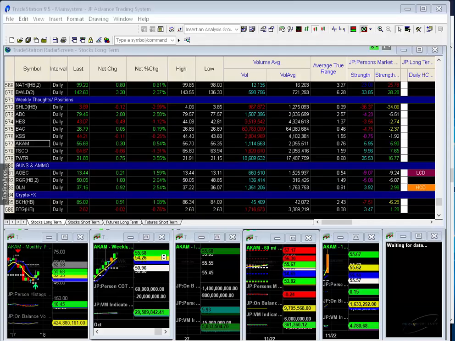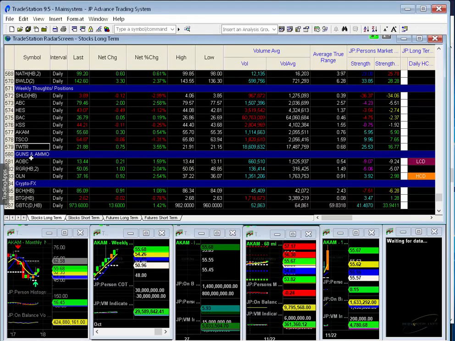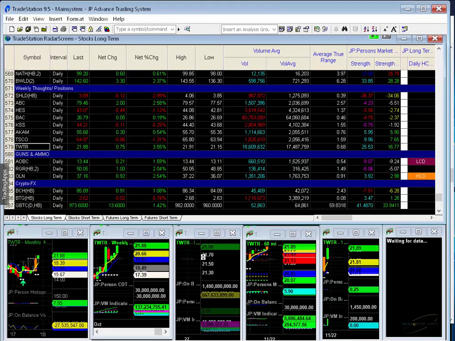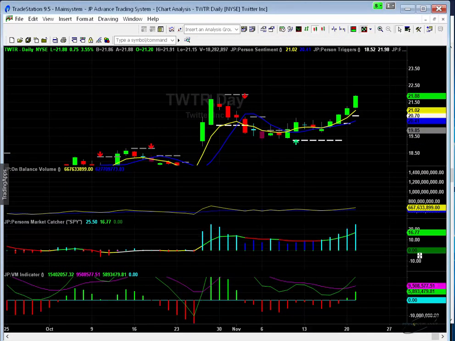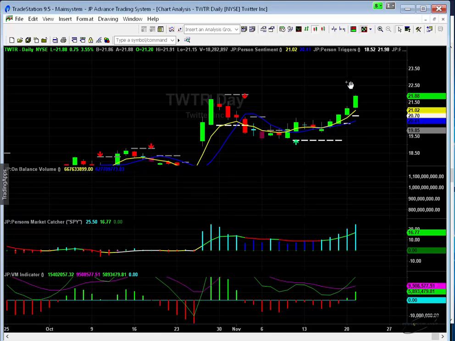So here's a couple things that, including this week, which we pointed out to traders that Twitter, I mean, it hasn't done anything for quite some time, but all of a sudden this week we just started to see the breakout, and that was because we had a nice weekly buy signal and a daily breakout.